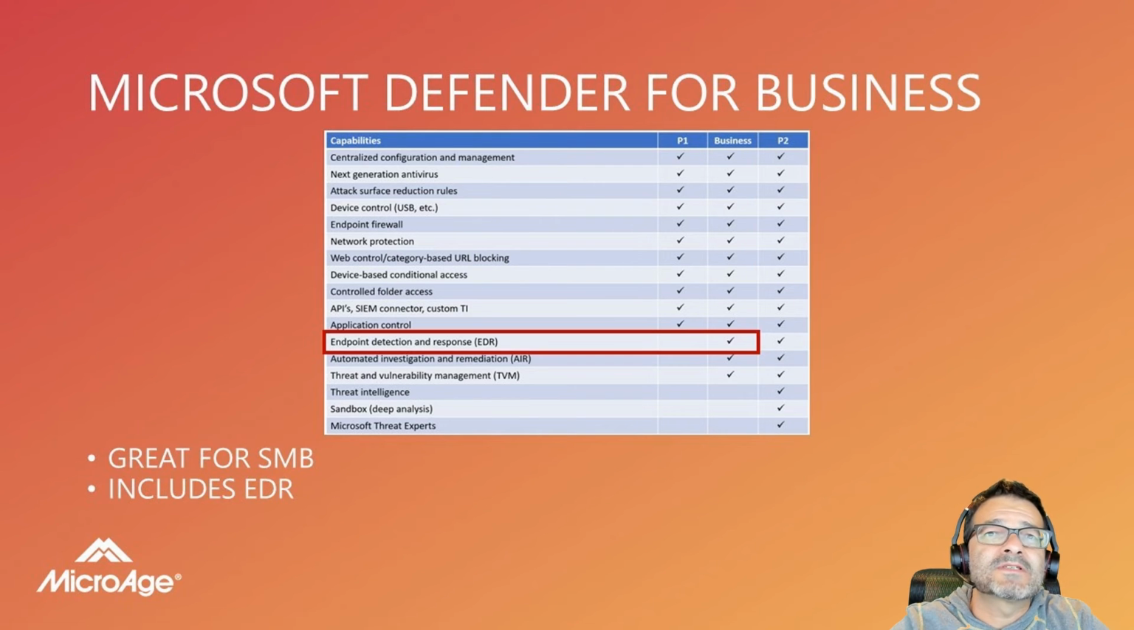But the Defender for Business plan is set to drive a lot of interest for those small to medium business clients that want to cost-effectively leverage endpoint protection that includes endpoint detection and response, or EDR, with Microsoft. This is also a great option to consider when it comes to offsetting costs for other standalone or third-party endpoint protection products you might have in your environment.